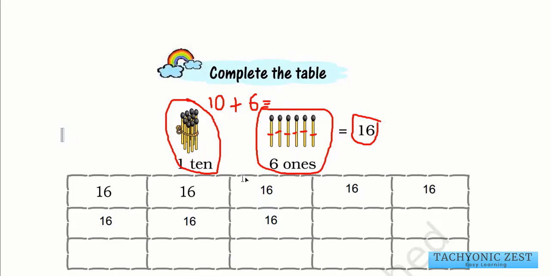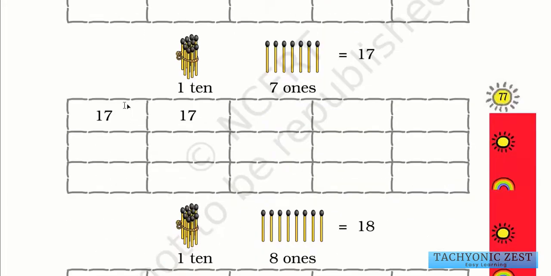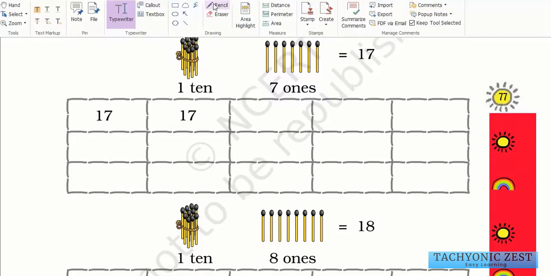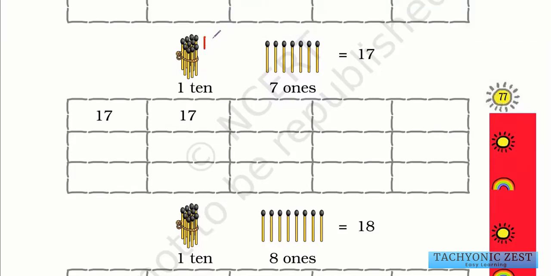Okay, and please fill out all the rest of the boxes. Next is 110 7 ones. So again we know that 110 is equal to 10 here. So this 110 is a group of 10. So this is equal to 10 plus 7 ones. So how many ones are there? 7 ones. So 10 plus 7. Now 10 plus 7 is equal to how much?